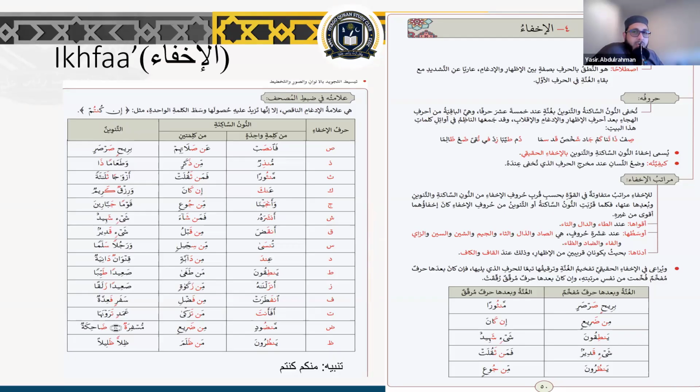The first example is the word minkum, minkum. My tongue is already on the articulation point of the kaf, right? So it's the tongue which is hitting the area between the soft and the hard palate. منكم, while the qaf is only on the soft palate. منق, right? We'll get to this inshallah.